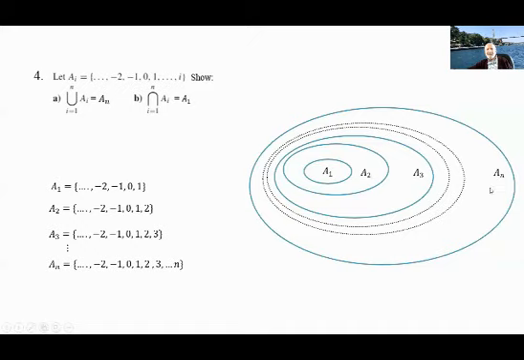Now it's very easy to see that the intersection of all of these sets is A1, and the union of all of these sets is AN. So anytime you have something like that, try to really understand what these sets are.